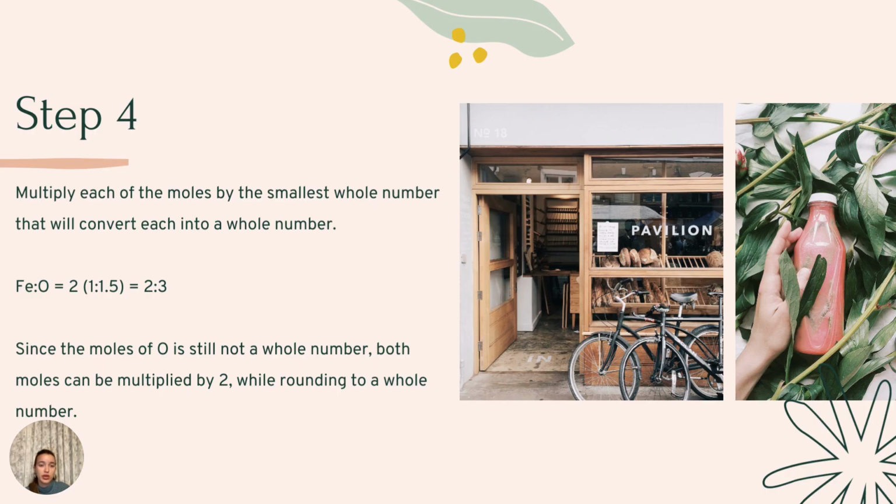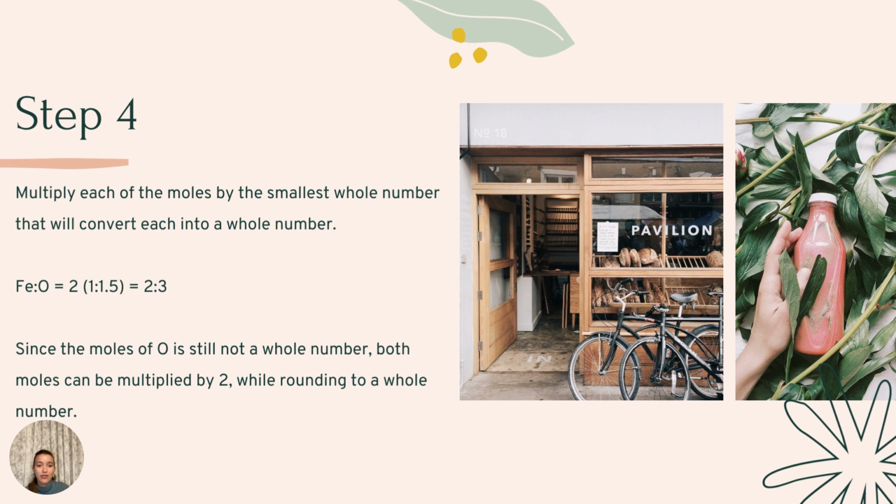So what we do is that we follow step 4. We multiply each of the moles by the smallest whole number that converts them into whole numbers. So if we have 1 and 1.5, then to make 1.5 a whole number, we just have to multiply it by 2. And 1 times 2 is 2 for the subscript of iron, and 1.5 times 2 equals 3 as a subscript for oxygen.